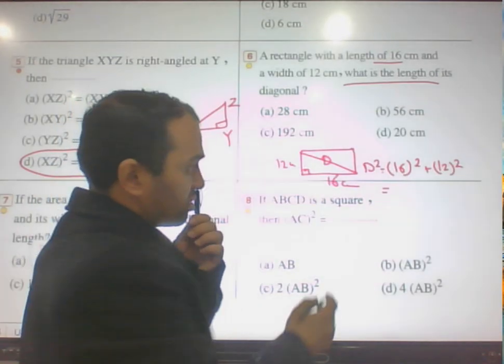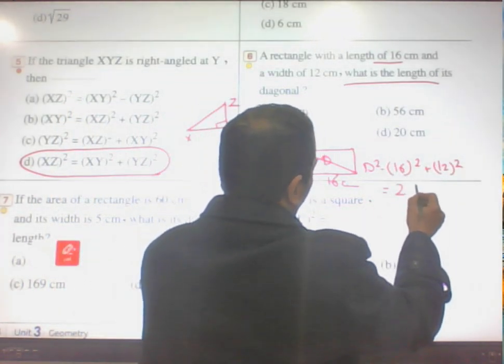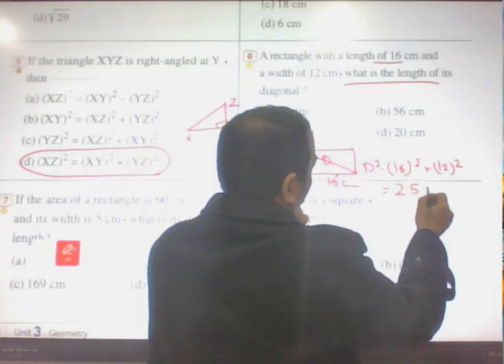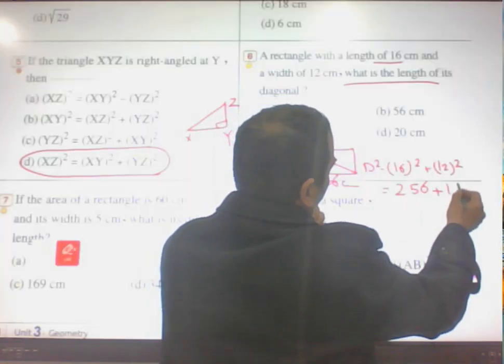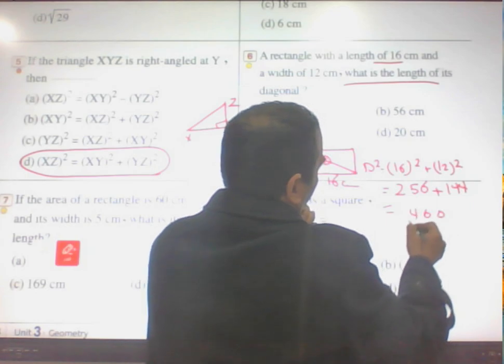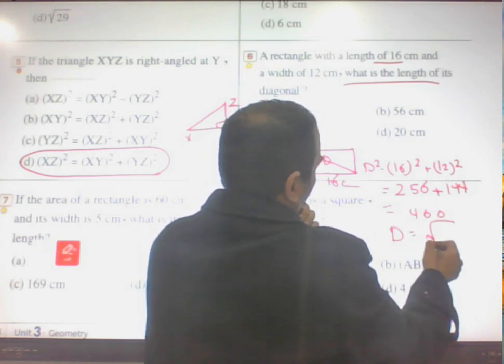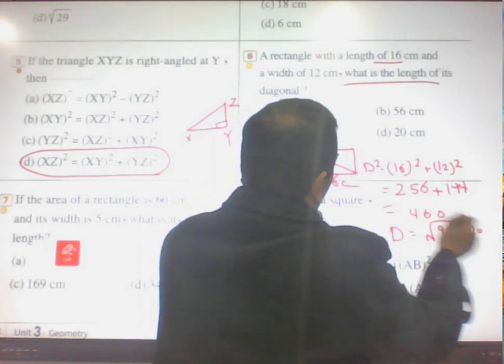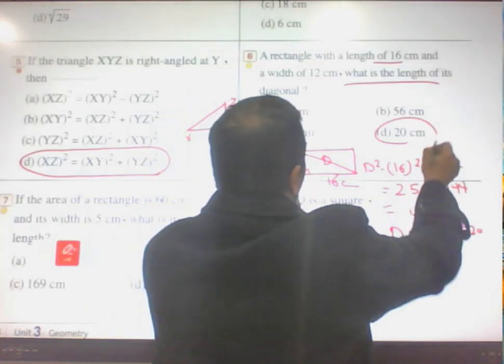16 power 2 is 256, sorry. 256 plus 144 can collect will be 400. Then the diagonal will be square root of 400. It will be 20. The length here will be 20 centimeter.